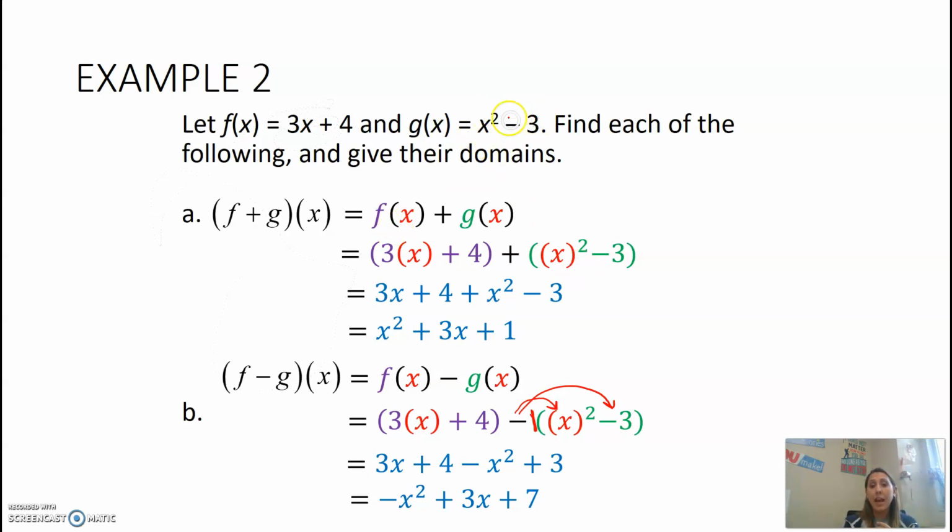And if we're looking at x squared minus 3, the domain of that is going to be negative infinity to infinity.